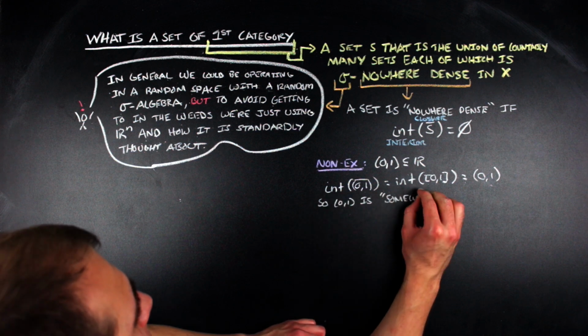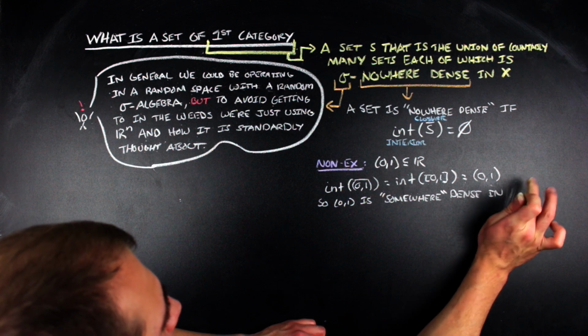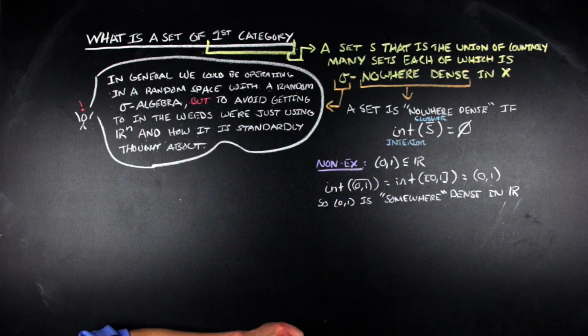And so then the interior of that set is the largest open set that that closed set contains. And in this case, that is the open interval from 0 to 1.